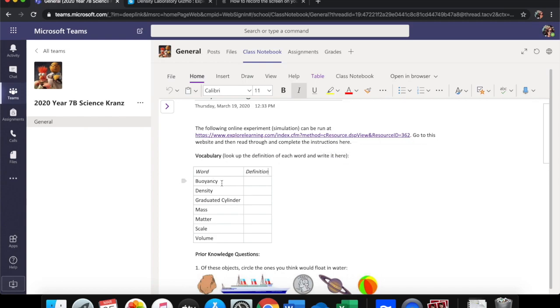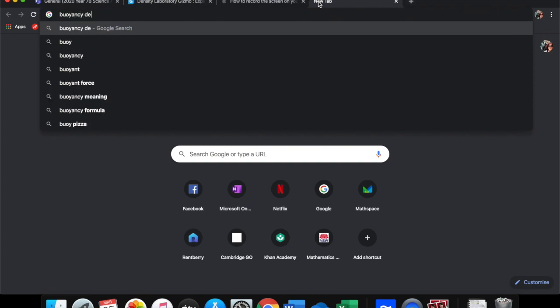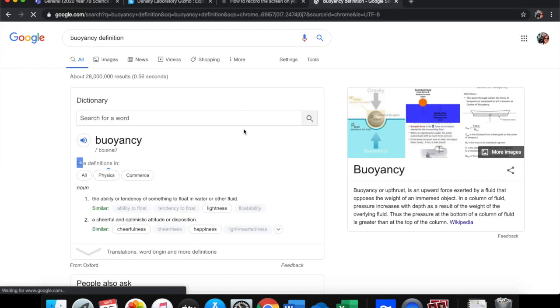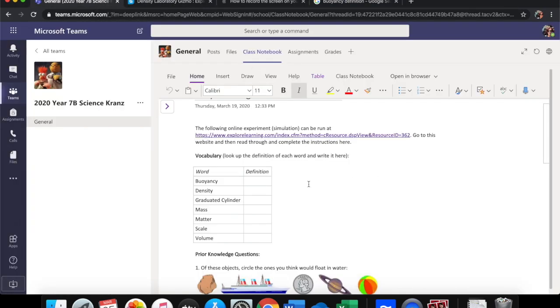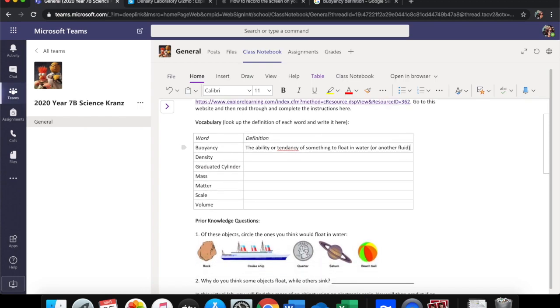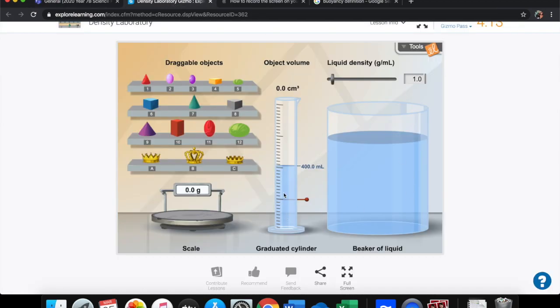First of all, you're going to look up each of these things and write the definition. So for example, buoyancy. Let's have a look. The ability or tendency of something to float in water or another fluid. You would go through and look up each of those. Now, graduated cylinder is this thing. It means you can see what volume of water we're going to start off with, and what it goes up by each time, and that can tell you the volume of an object.